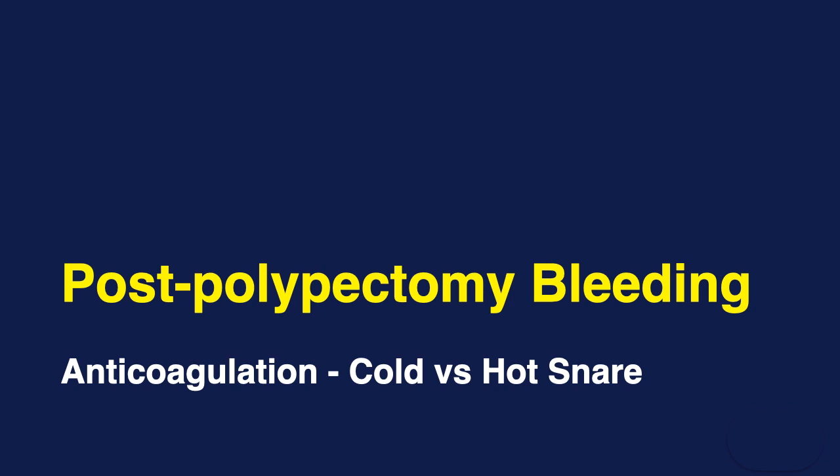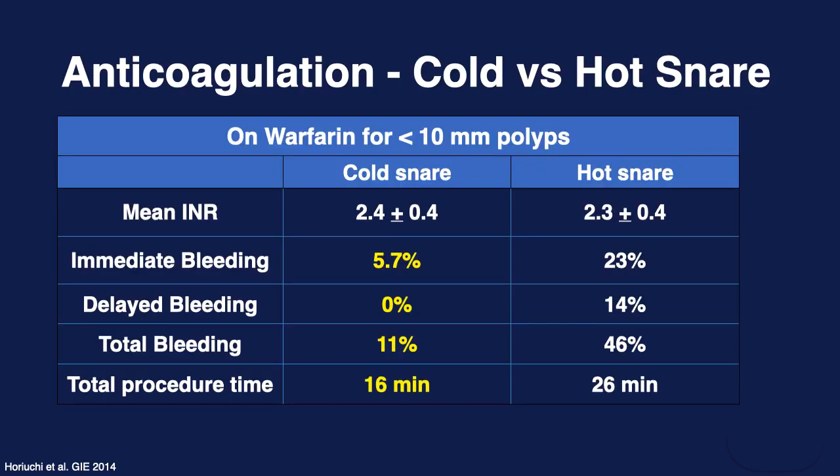And the first one is patients with less than 10 millimeters were continued on warfarin, and in one group they did cold snare polypectomy. In another group they used hot snare resection. As you can see, their mean INR is about 2.4, 2.3, and with cold snare resection versus hot snare resection, there is less risk of bleeding overall, and the procedure is faster.